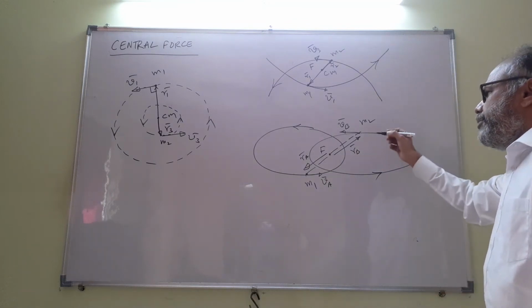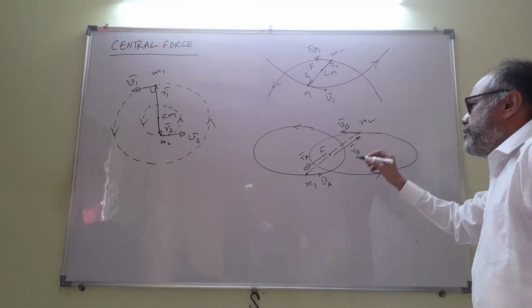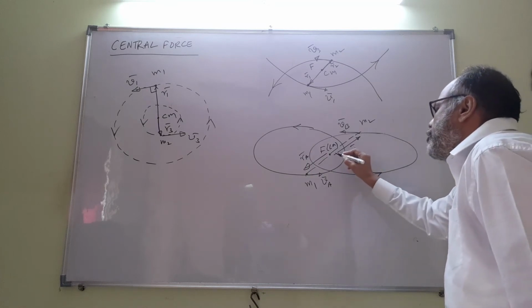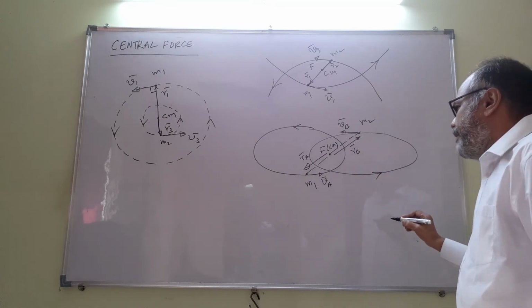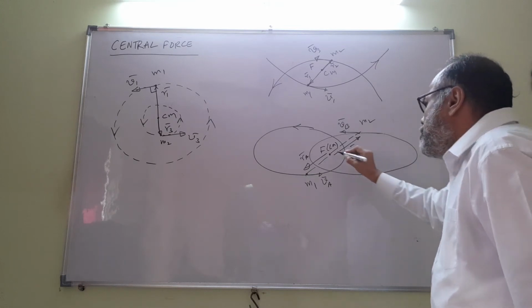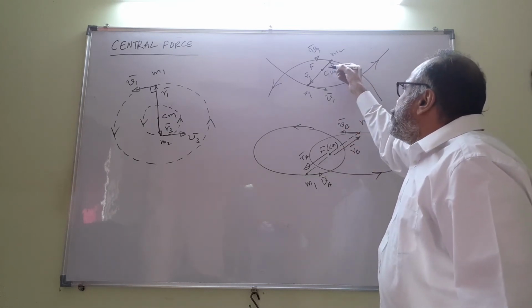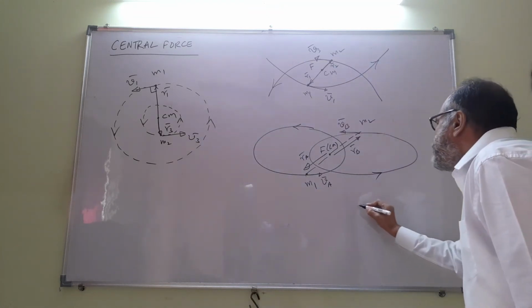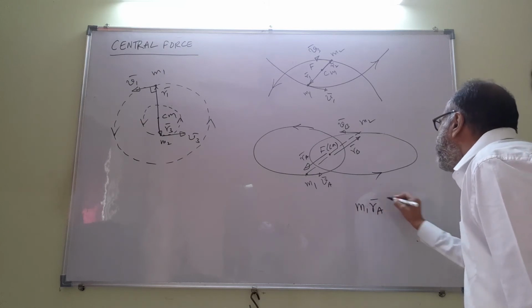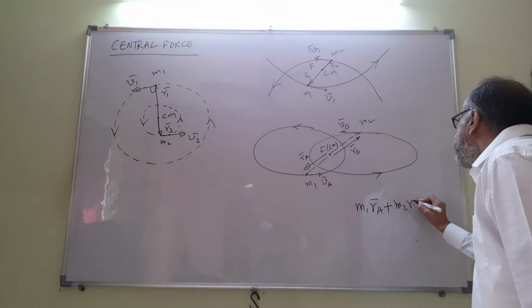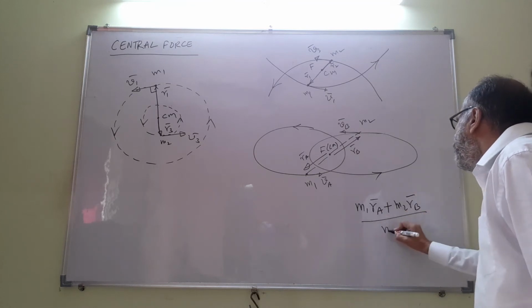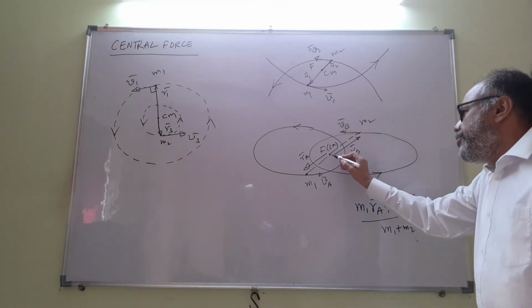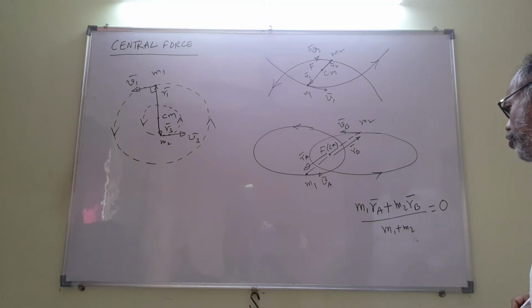We shall now write this F, this focus we said is the center of mass. So if we choose the origin at the center of mass for this ellipse, or for the parabola and hyperbola, or for the circle, whatever be the case, we can say M1 RA plus M2 RB by M1 plus M2 equal to 0, if we choose the center of mass as the origin.